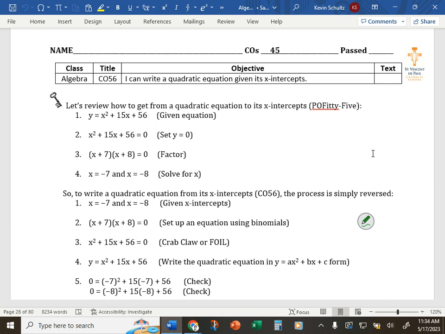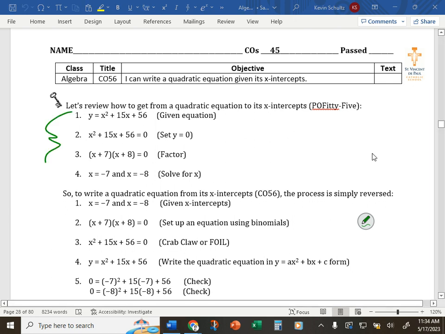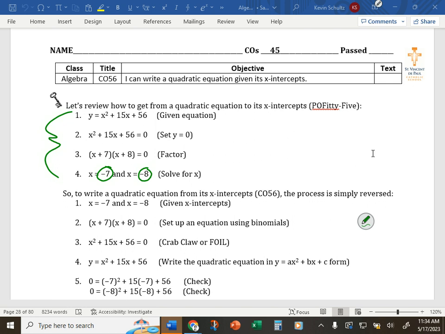Okay. So this right here is a breakdown of what we did in PO55. It's where I gave you an equation such as x squared plus 15x plus 56. You set y equal to 0 because we're solving for the x-intercept. You factored it, got x plus 7 and x plus 8, and then the x-intercepts as a result of that: what value for x makes this equal to 0? Negative 7 plus 7 equals 0, and negative 8 plus 8 equals 0, and those are the x-intercepts of the parabola. That's what you did in PO55, okay?